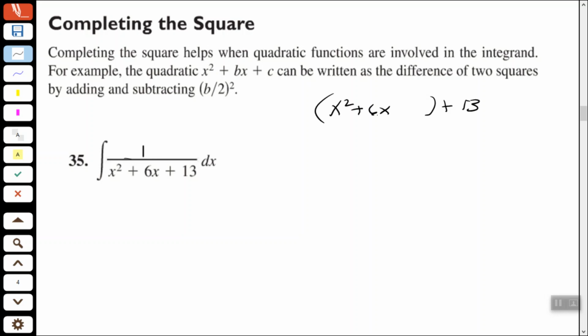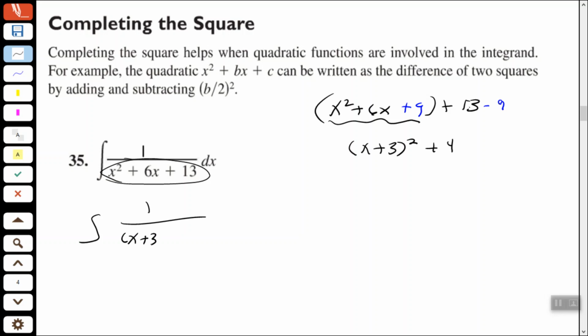To make this into a perfect square, we have to half the middle term and then square it. So half of 6 is 3, and 3 squared is 9. But to make sure that this stays equivalent to the original, if I add 9 in this expression, I need to subtract 9 in that same expression, because 9 minus 9 will be 0, and the expression will still be equivalent to the original. What this allows me to do is to factor that x squared plus 6x plus 9 to x plus 3 squared, and then 13 minus 9 is positive 4. So I can rewrite this as 1 over (x plus 3) squared plus 4 dx.